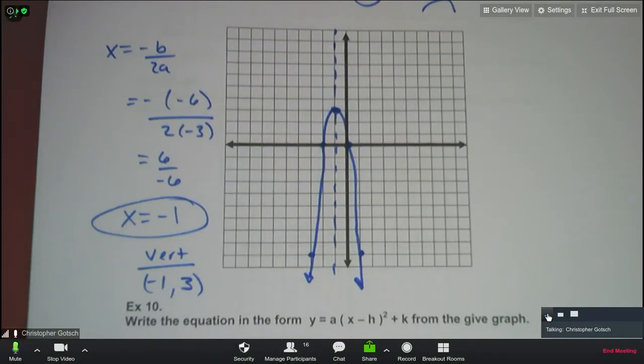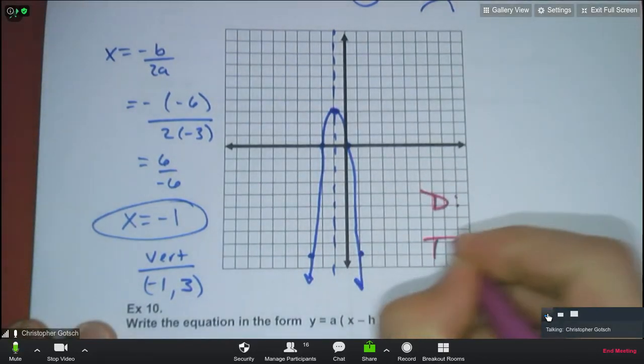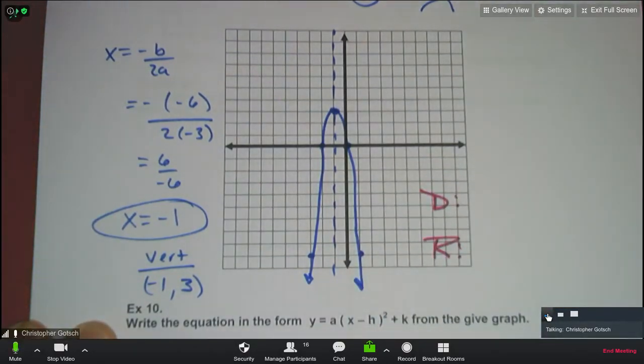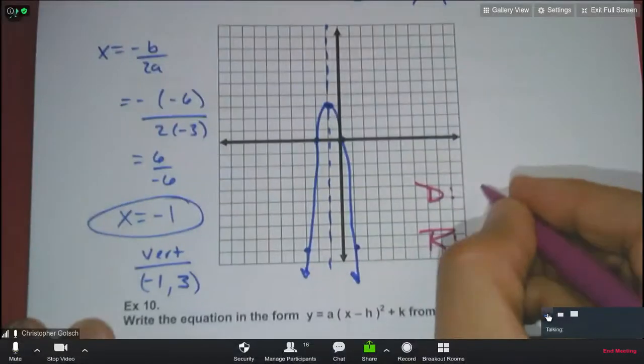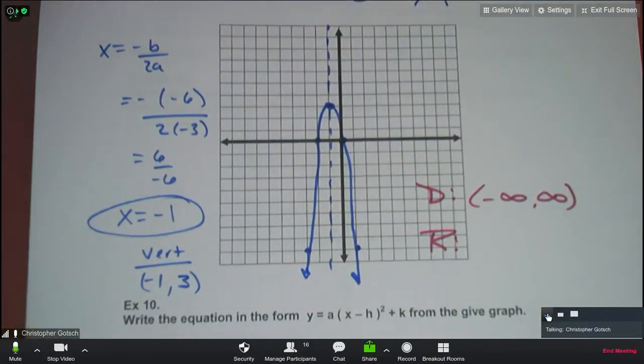The last thing I always like touching on before we move on to the last one is domain and range. Domain for quadratics is always the same thing. Always, always, always. What's the domain? Jake? Yeah, we got -infinity to +infinity. Fantastic.